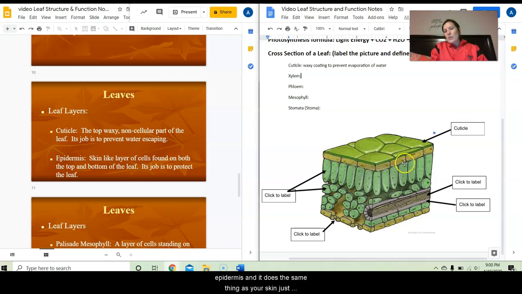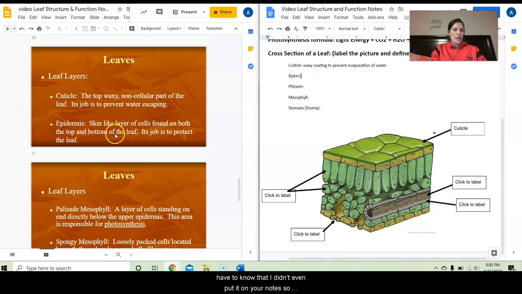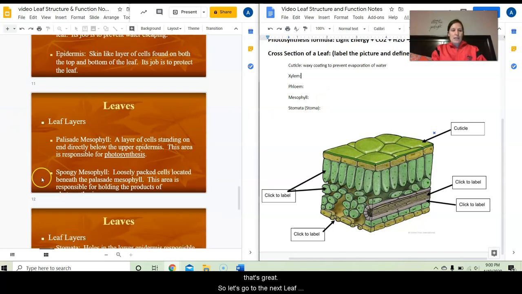So this is their epidermis, and it does the same thing as your skin. It just protects the leaf. So you have an upper epidermis, and then you have a lower epidermis, which is this bottom kind of brown layer. So they both protect the leaf. You don't have to know that. I didn't even put it on your notes, so that's great. All right, so let's go to the next leaf layers.